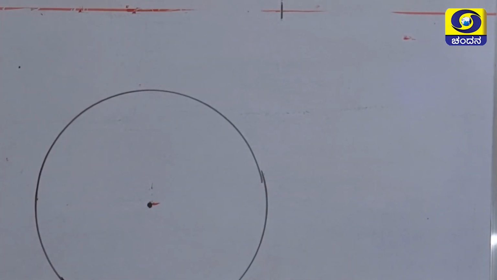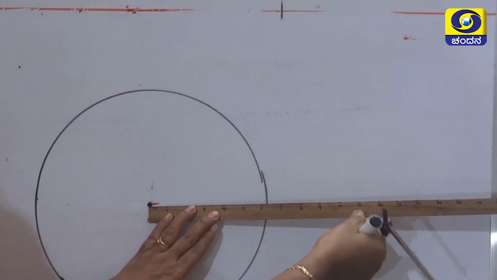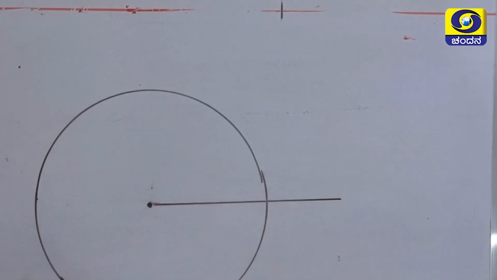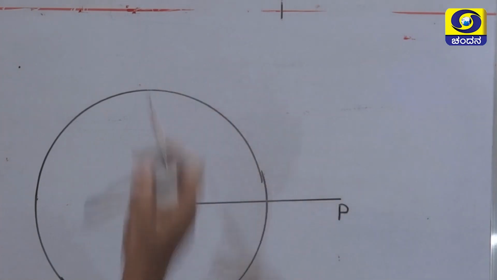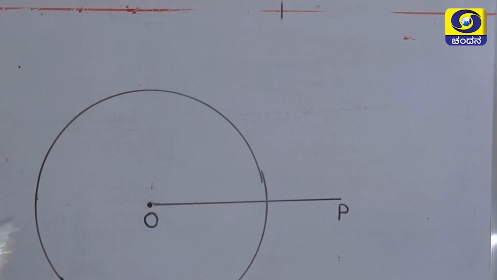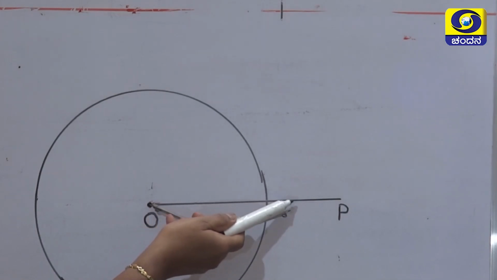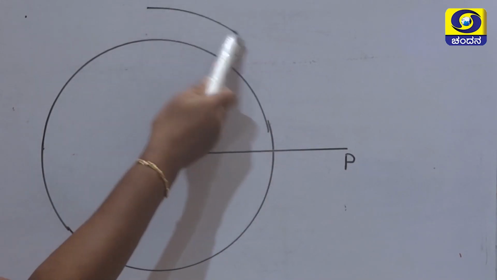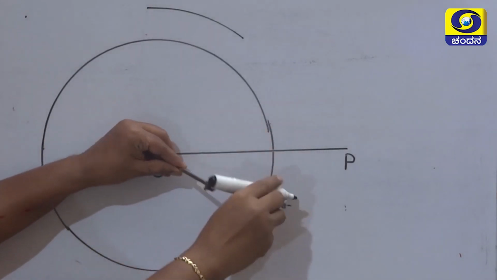Now from the center, mark a point 10 centimeters away from the center. This is point P outside the circle. This is the center of the circle. Now we have to draw the tangents to this circle of center O from an external point P. To do that, take the compass, take 3/4 length of this distance OP, and make arcs above and below this line segment OP.